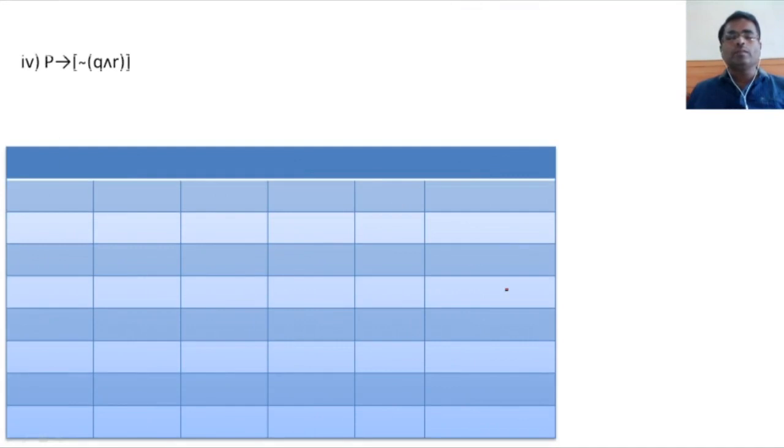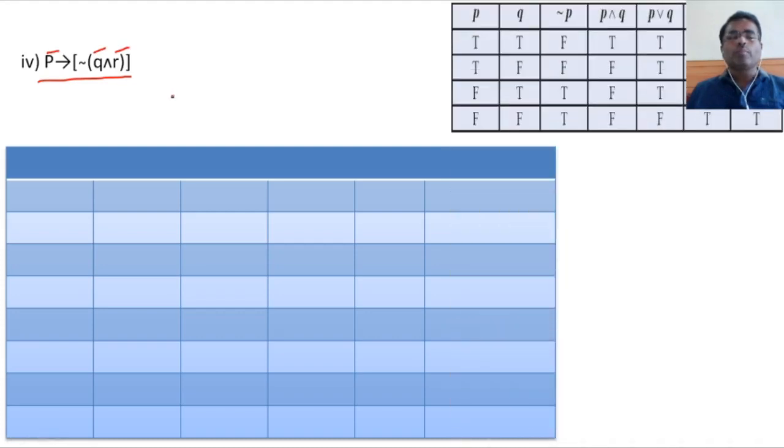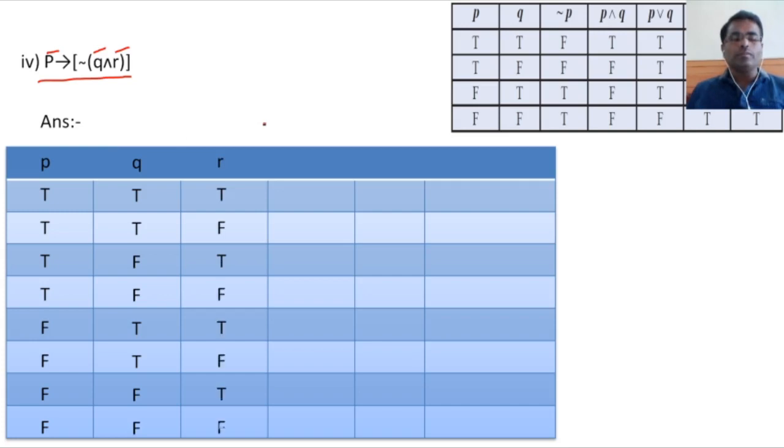The next table is for P implies negation of Q and R. Again 3 statements are there, P, Q, R. P is there, then Q is there, and R is there. Therefore you have to consider again an 8-row combination table. So the answer is like this. P has 4 Ts and 4 Fs. Then Q has values true, true, false, false, again true, true, and false, false. Then R has values true, false, true, false, true, false, true, false.